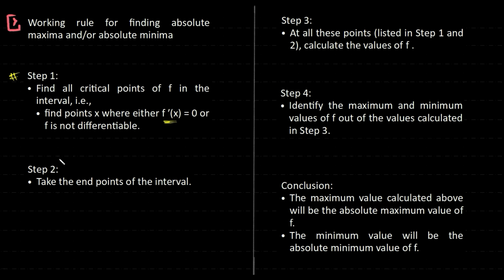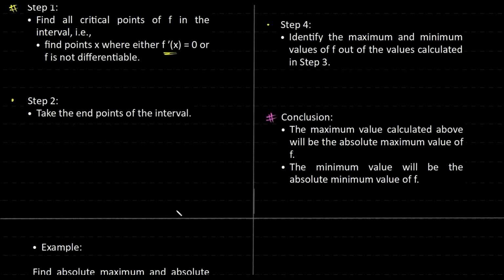Combining these two sets of values, all these points listed in 1 and 2, we can calculate the values of f at those points. And since we are looking at finding the maximum and minimum value, just compare the values and you have the answer. So to conclude, the maximum value calculated above will be the absolute maximum of the function in that interval, and the minimum value will be the absolute minimum value of the function in that interval.